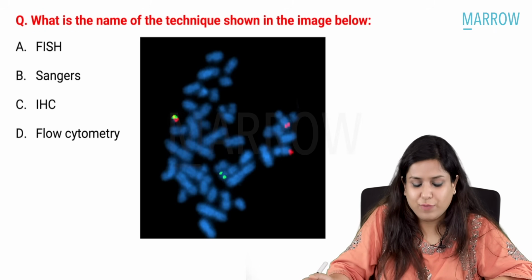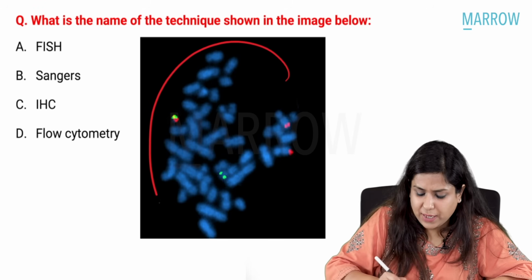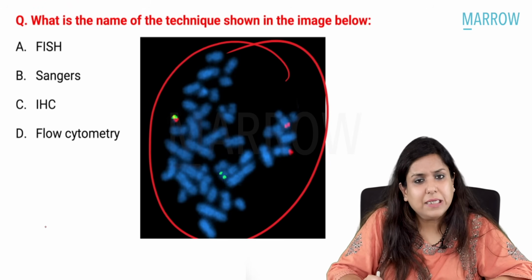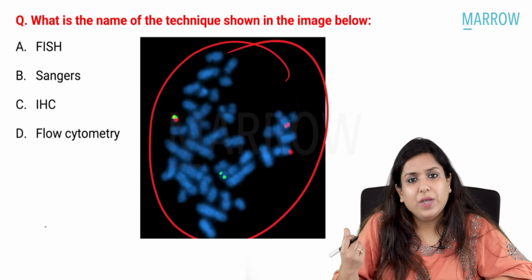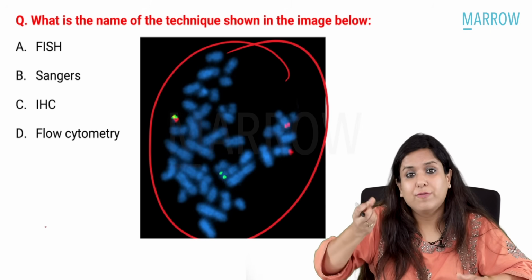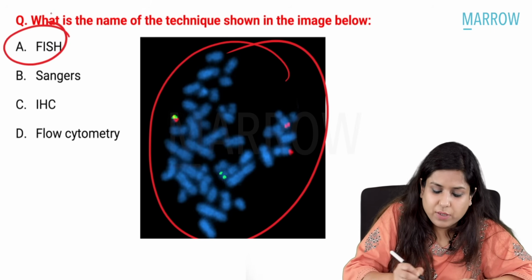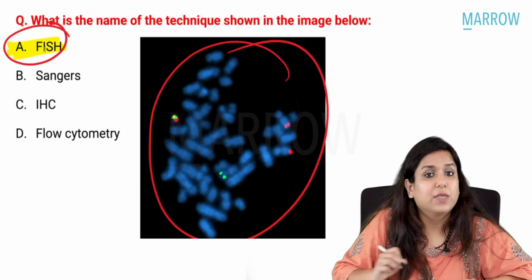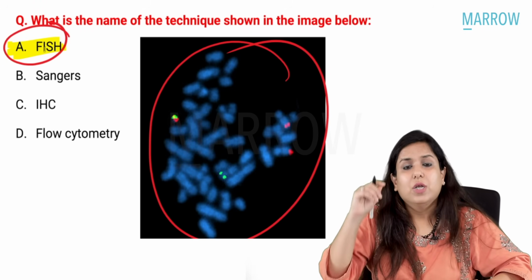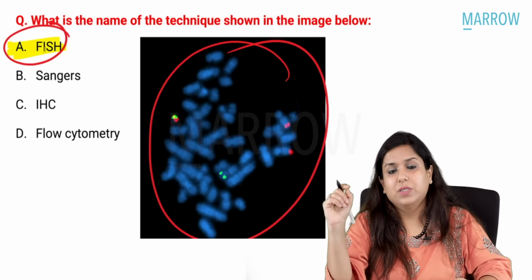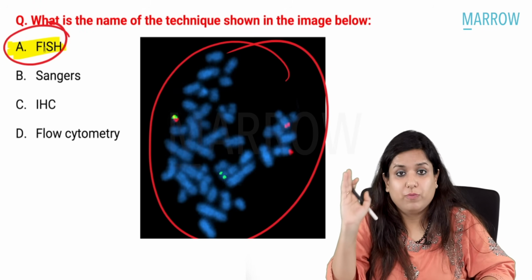So, next question is, what is the name of technique shown in the image below? This was a very straightforward question, students. Which technique is this? Can you see red and green signals? So, whenever we have red and green signals, that is fluorescent labeled signals, the technique is the FISH technique, fluorescent in situ hybridization, right? So, when do we use this technique, students? Whenever we know the problem, we understand.